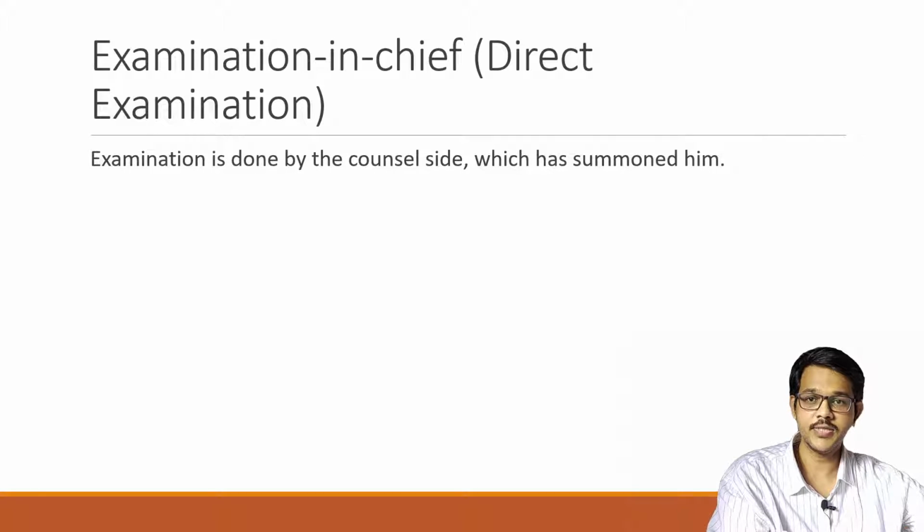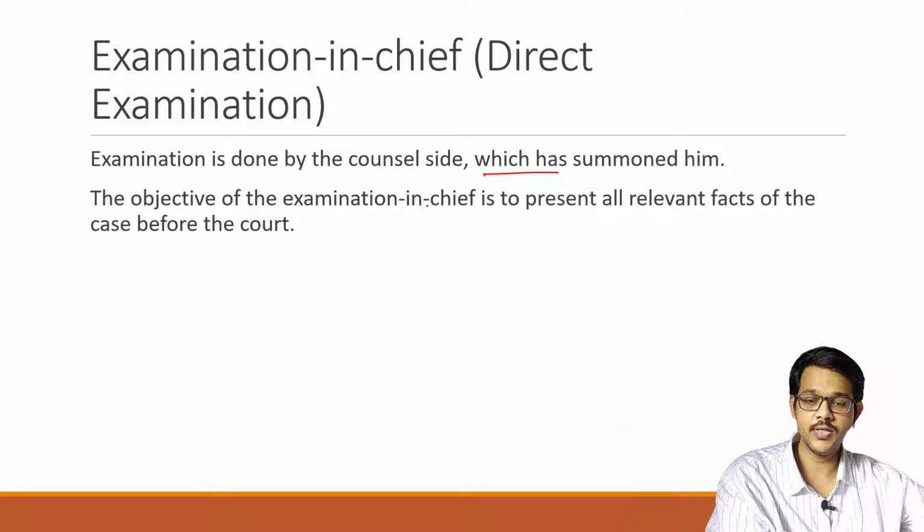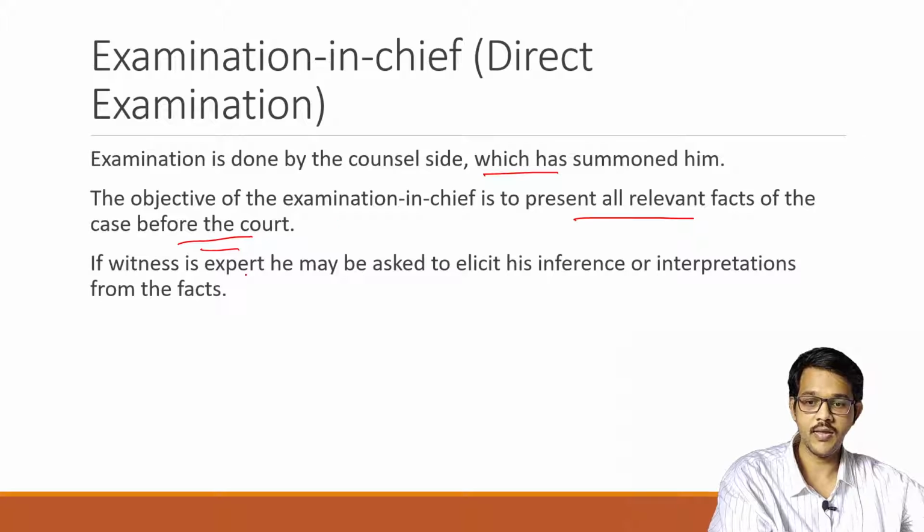Now coming to examination-in-chief, this is done by the counsel or the side who has summoned the witness. The lawyer who has summoned the person does the examination-in-chief. That is the first step in taking the evidence. The objective of the examination-in-chief is to present all facts of the case before the court. So all the facts that the witness has to give are extracted by the lawyer through the examination-in-chief.